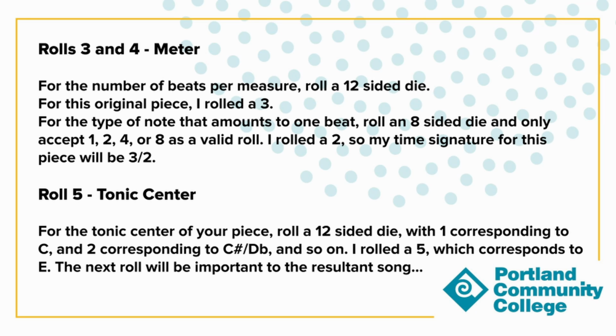Roll 5, tonic center. For the tonic center of your piece, roll a 12-sided die with 1 corresponding to C and 2 corresponding to C sharp or D flat, and so on. I rolled a 5, which corresponds to E.